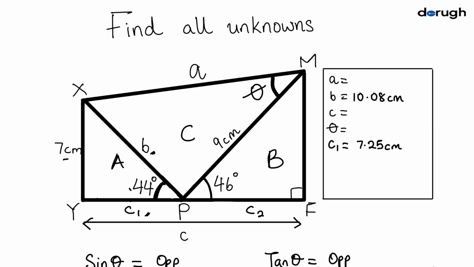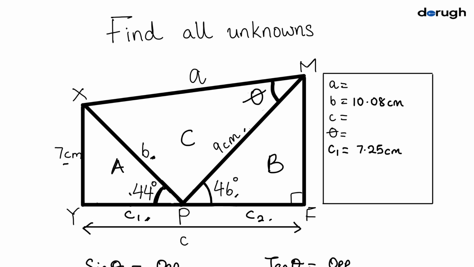Great job. Now we're going to move to triangle B. For triangle B, all we need to find is our C2. Again, we have the angle 46 degrees, we have the hypotenuse 9 centimeters, and we need to find the adjacent, which is our C2. In this case, we're going to use CAH. Cos theta equals adjacent over hypotenuse. Let's get to it.